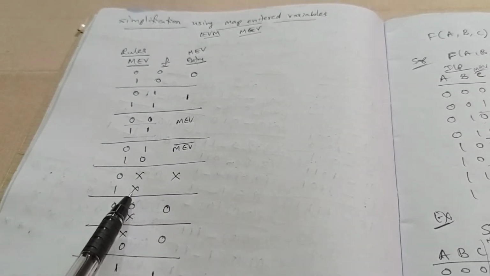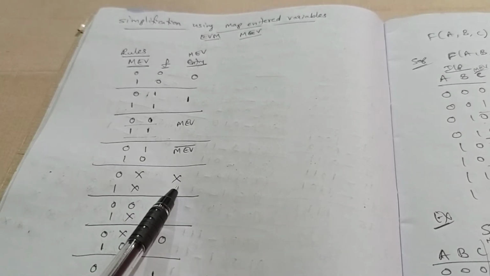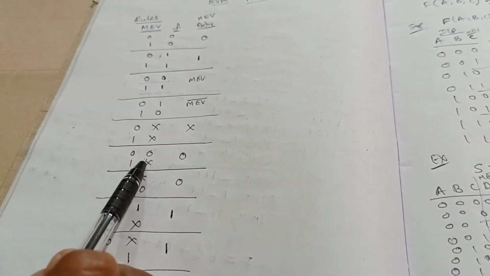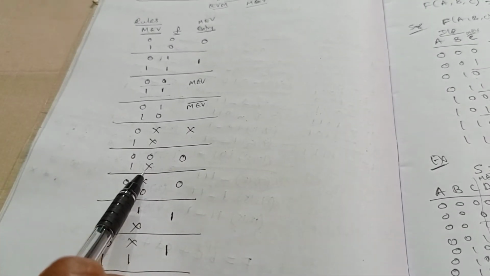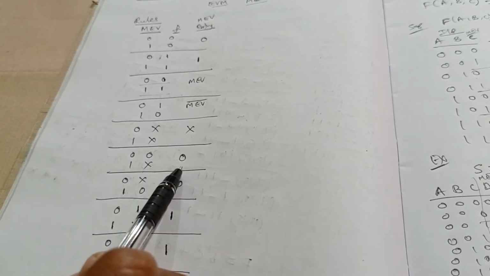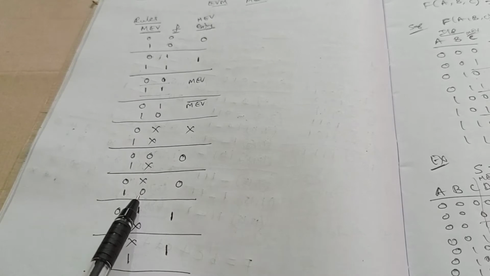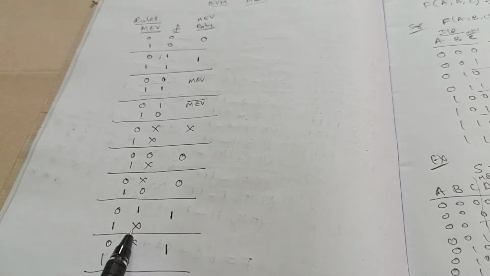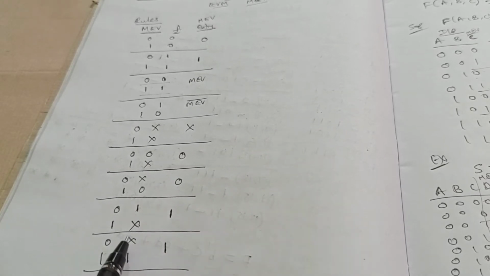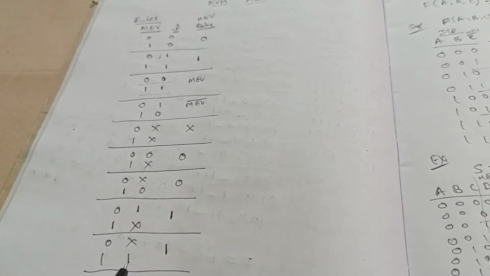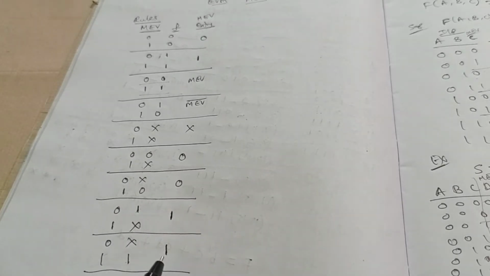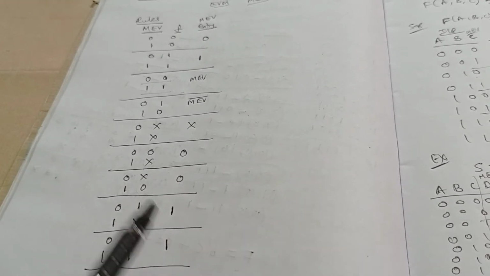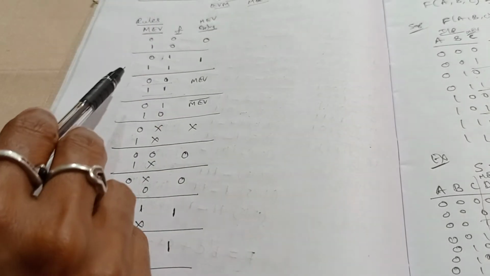Now when you consider don't cares, you can place any value, so the MEV entry becomes don't care. If one output is 0 and one output is don't care, you can replace the don't care with 0, so the output becomes 0. If one is 1 and one is don't care, the don't care is replaced with 1, so the output becomes 1. So you should enter the variable 1. This is how to make the MEV entry using the rules.